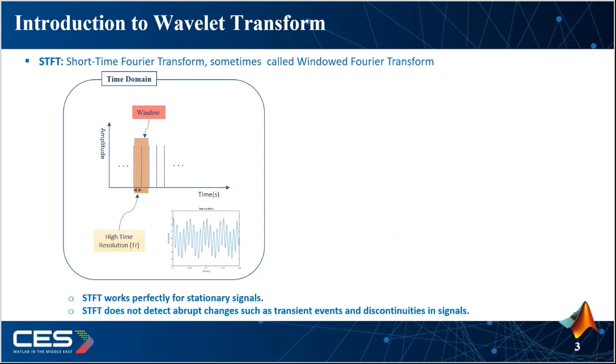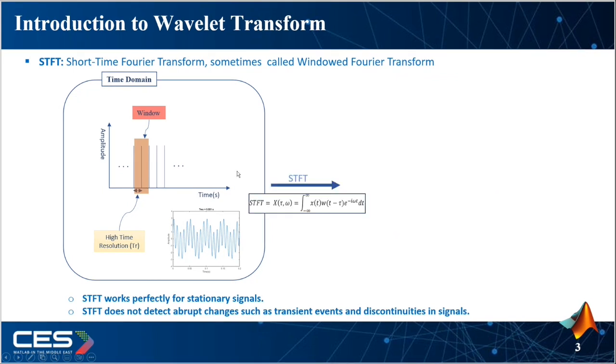How can we get that? We can split the signal, or divide it, into small segments we call windows. We get these segments by applying some windowing, so we get a segment here, and after that we apply the Fourier transform. So what we are doing here is a local Fourier transform. This technique is called STFT, or short time Fourier transform.